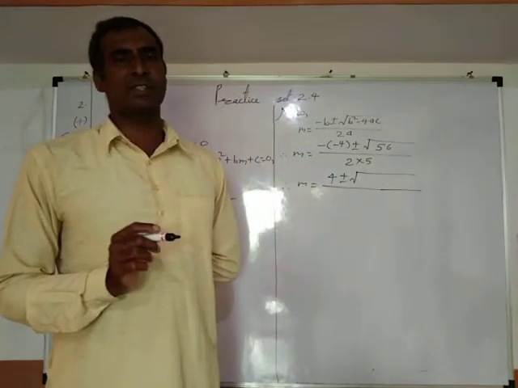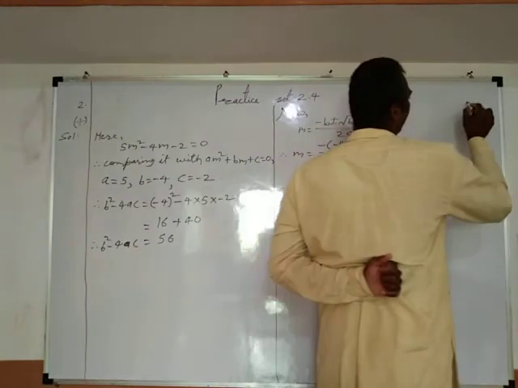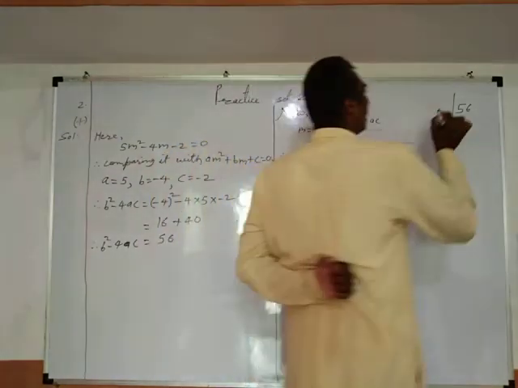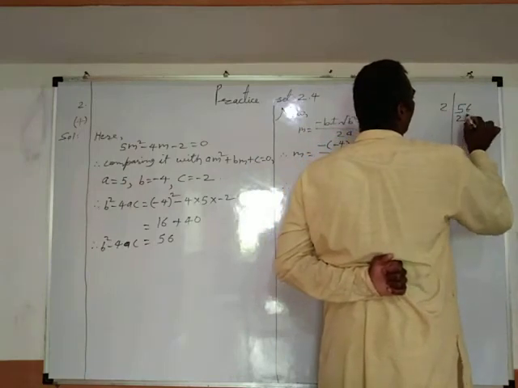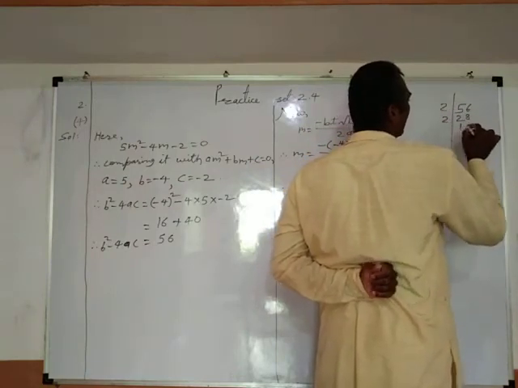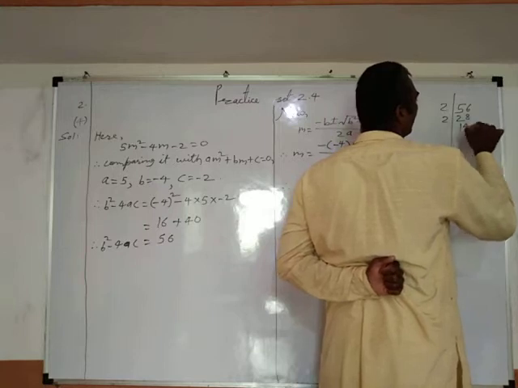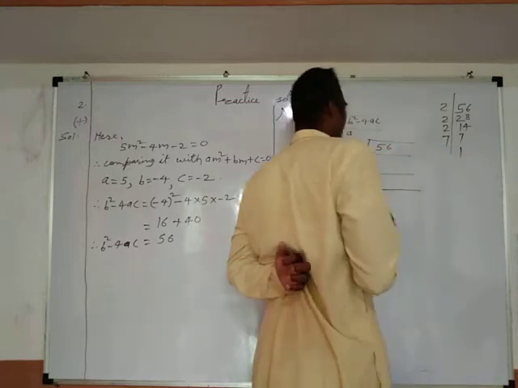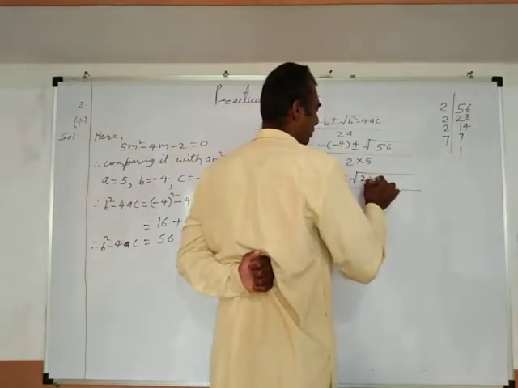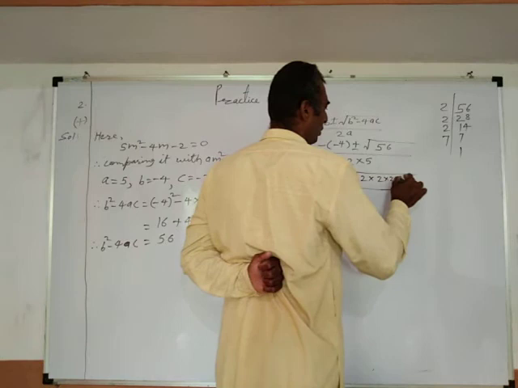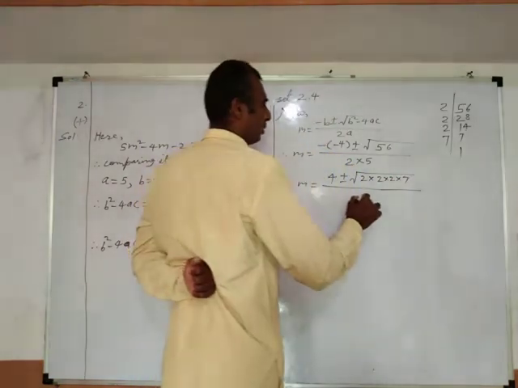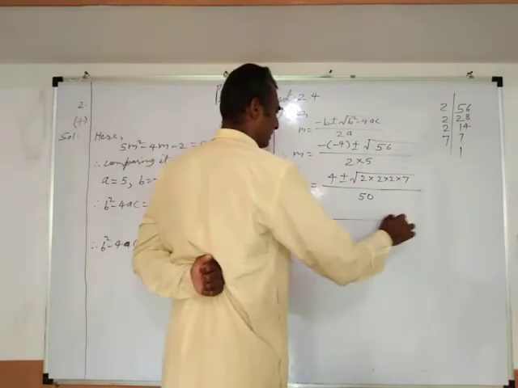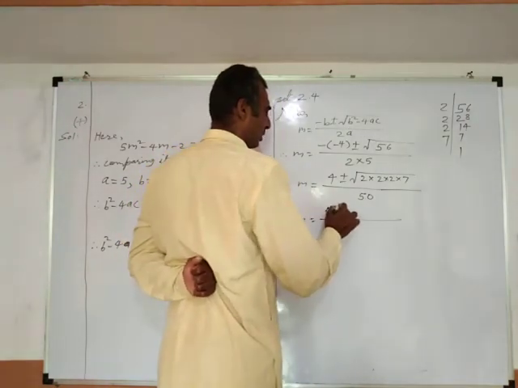56 is not a perfect square, that's why we need to find its prime factors. 2 2s are 4, 2 8s are 16, again 2 1s are 2, 2 4s are 8, 2 sevens are 14 and 7 ones are 7. Means we may write it as 2 into 2 into 2 into 7 upon 2 fives are 10. Therefore, m equals 4 plus or minus.